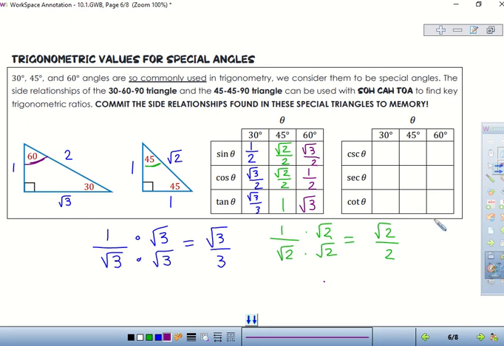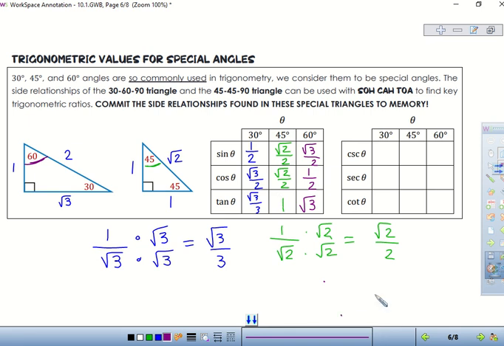Now you're going to notice some special similarities and patterns here. What do you notice about sine of 30 and cosine of 60? Good. And then cosine of 30 and sine of 60? Also the same. And that's because of the relationships of the angles. They're always going to be opposite each other. And that's like a thing that always exists with this.